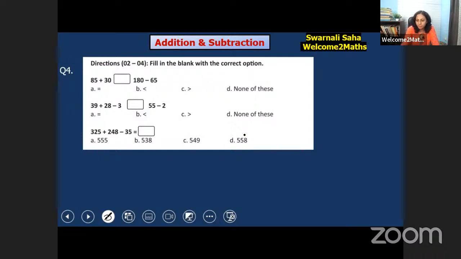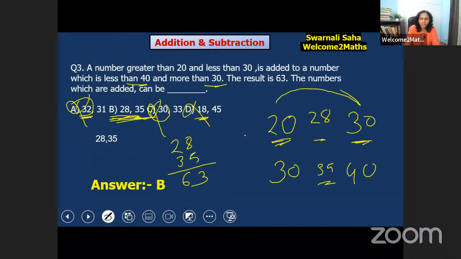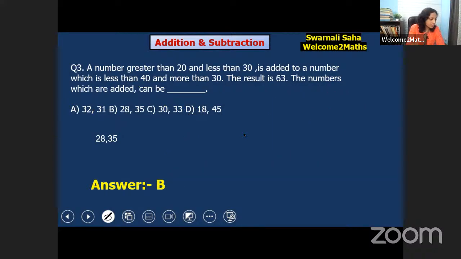Explain again, ma'am. Okay, Sai Shreyansh Mohanty is asking. Wait, once again I will explain, because some students are asking. So for them, once again, I will explain.